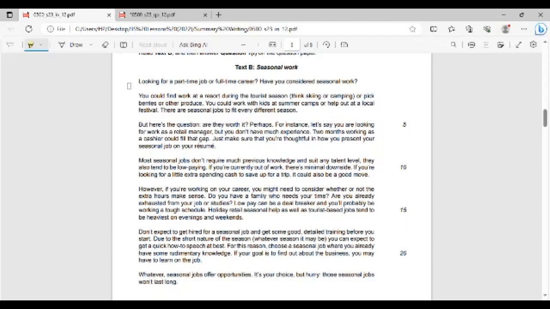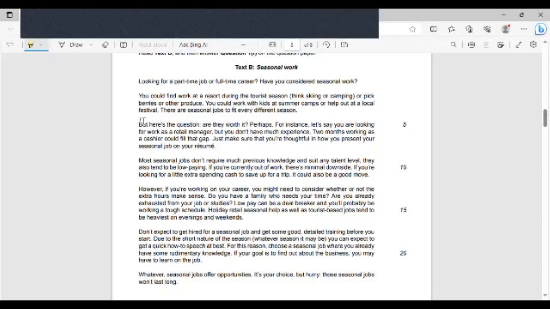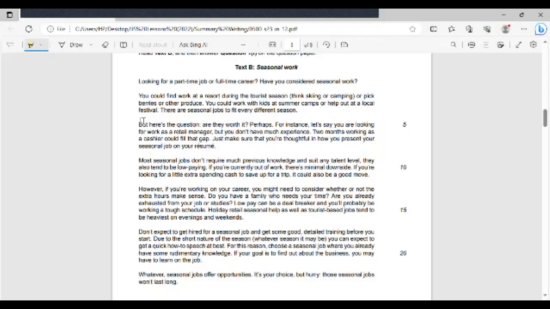Looking for a part-time job or full-time career, have you considered seasonal work? Now, this is the first paragraph of this text, okay? And I oftentimes tell my students that every paragraph must be read. And, having identified explicit points, you must think about every paragraph you come across. So look at this. Looking for a part-time job or full-time career, have you considered seasonal job?